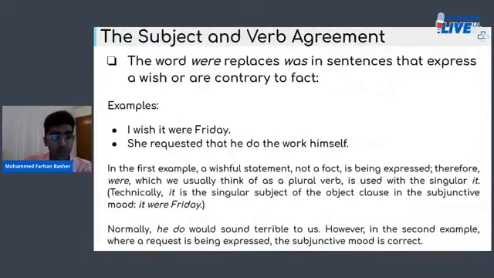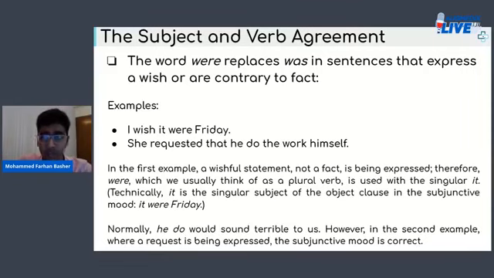I wish it were Friday. Follow this. I wish it were Friday, not it was. Now, today is Tuesday, right? But somehow you wish today was not Tuesday, but Friday. So what do you say? Do you say, I wish it was Friday? No, you say, I wish it were Friday, not was, because today is not Friday.